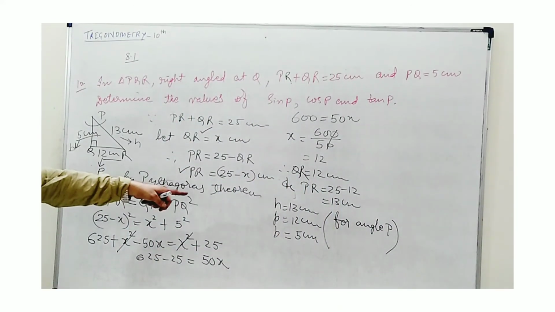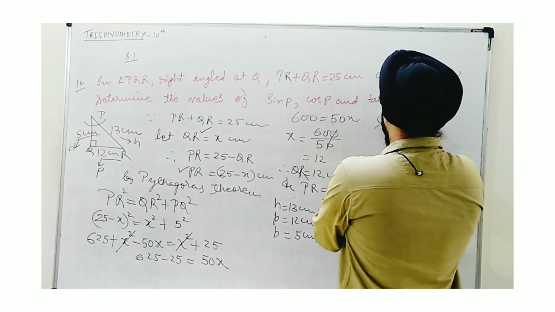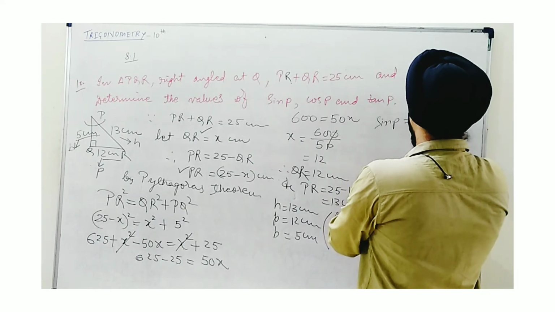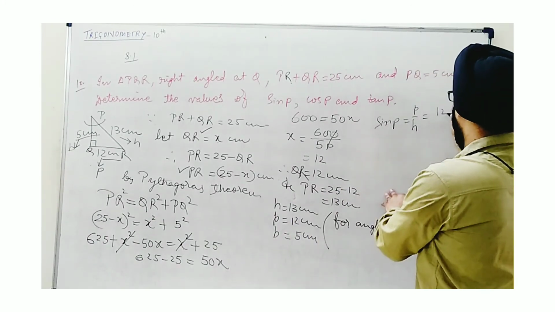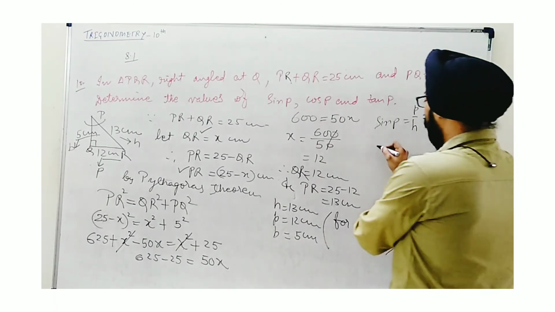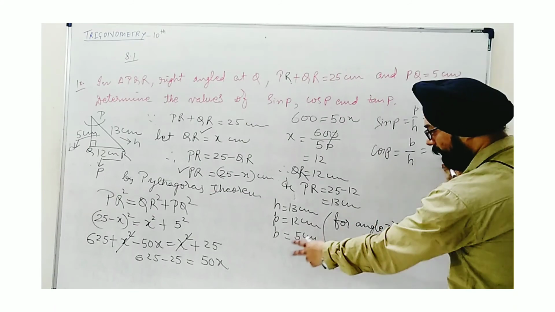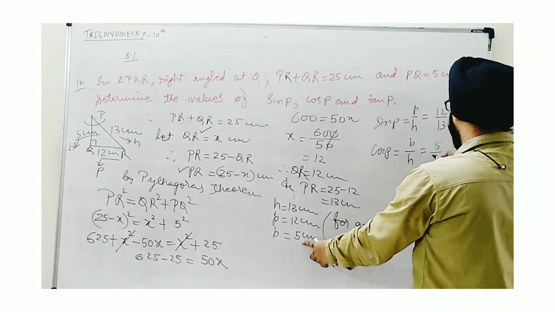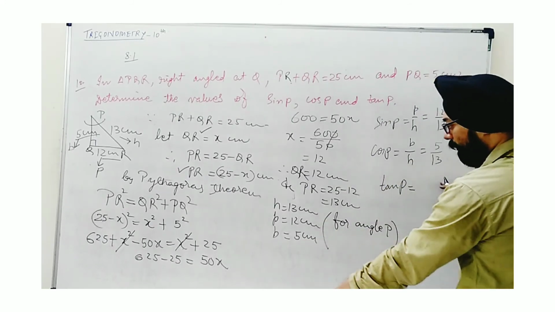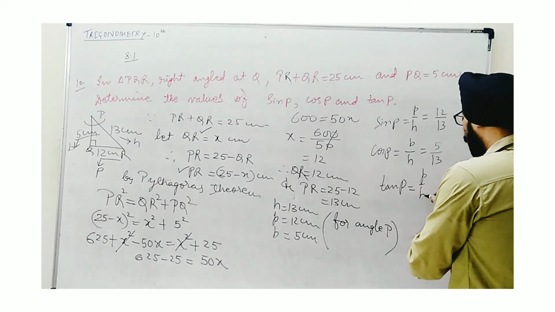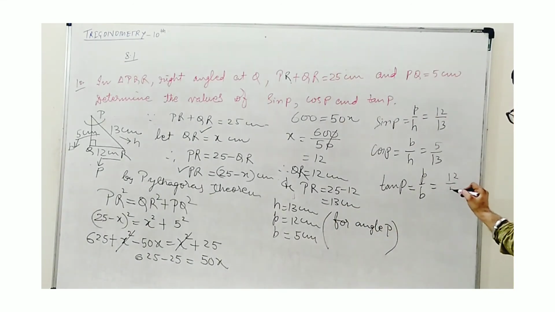As soon as we shortlist all these, first, sin P is perpendicular upon H, which means 12 by 13. Cos P is base upon H, we have taken 5 by 13. Tan P will be perpendicular upon base, 12 by 5.